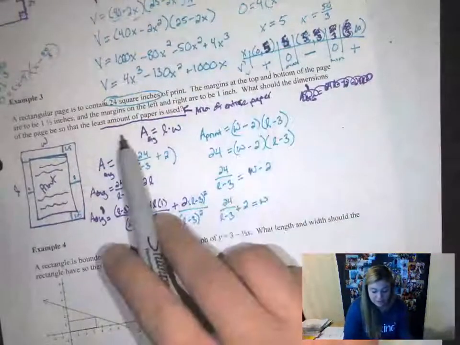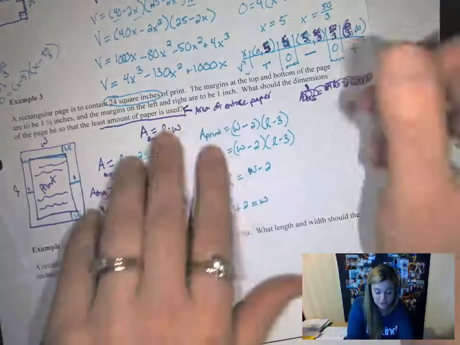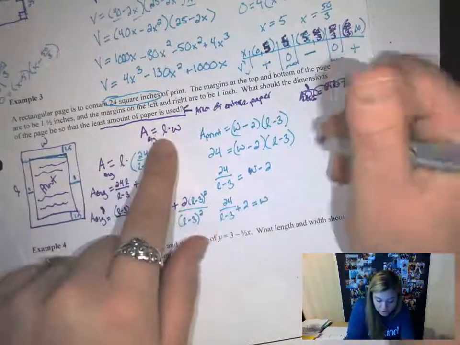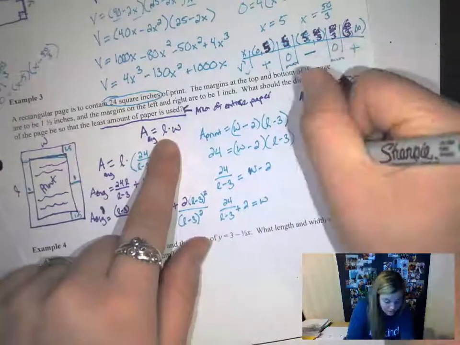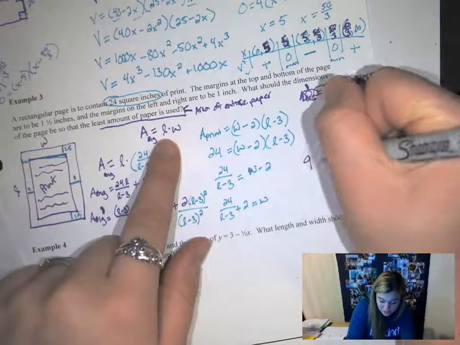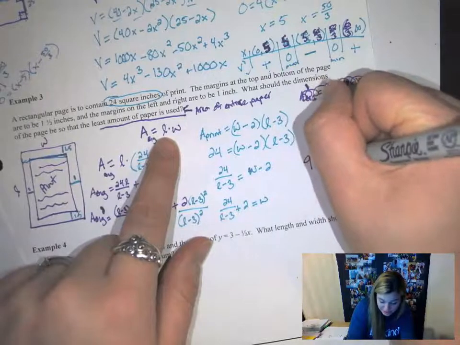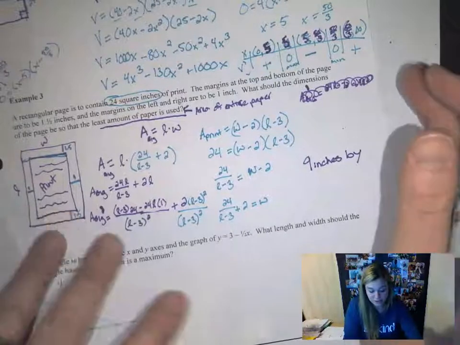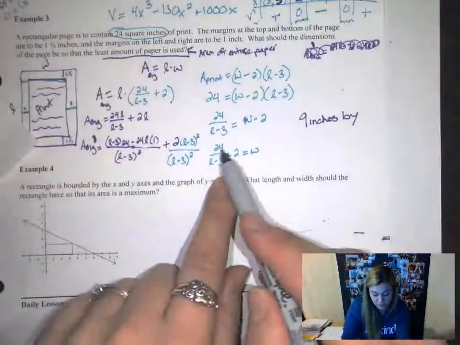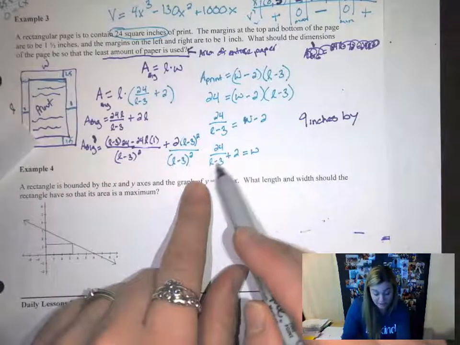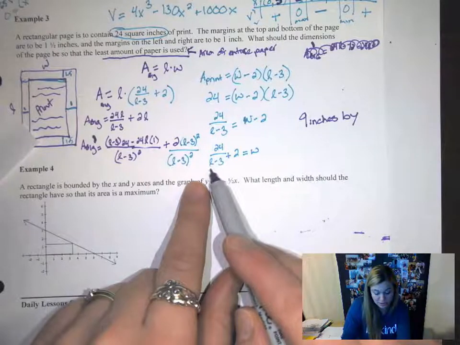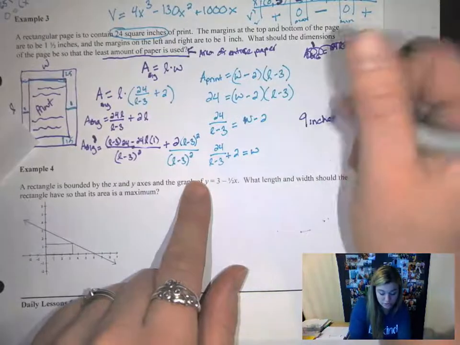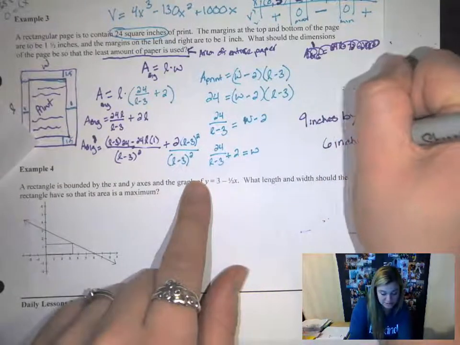What should the dimensions be so that the least amount of paper is used? Well, the dimension for L, we know is going to be 9, we just said. So 9 inches, because that's what I was given in the problem. And then we have to figure out, well, what's W? We know W was 24 divided by L minus 3. L minus 3, 9 minus 3 is 6. 24 divided by 6 is 4, plus 2 is 6.